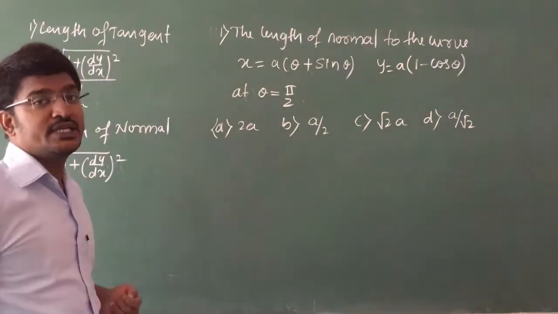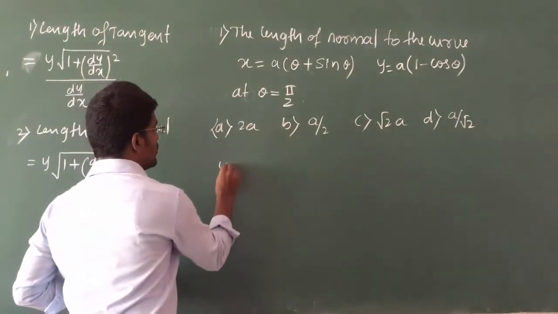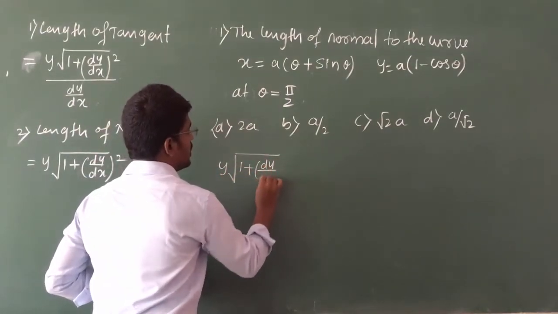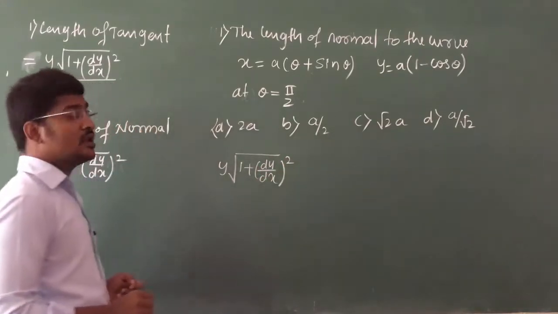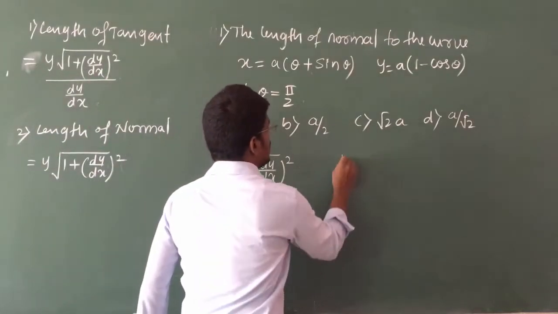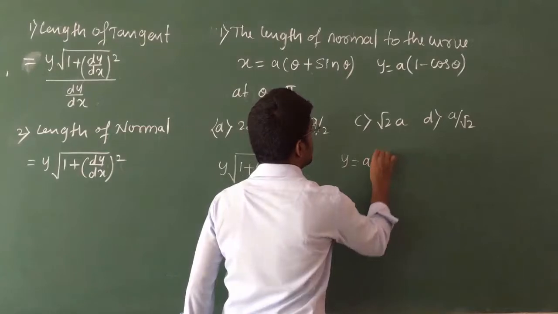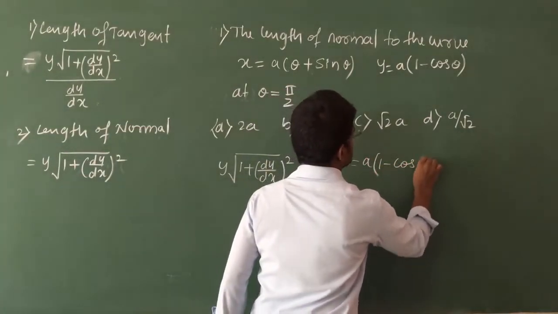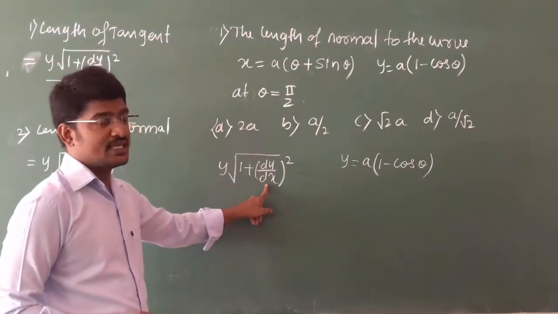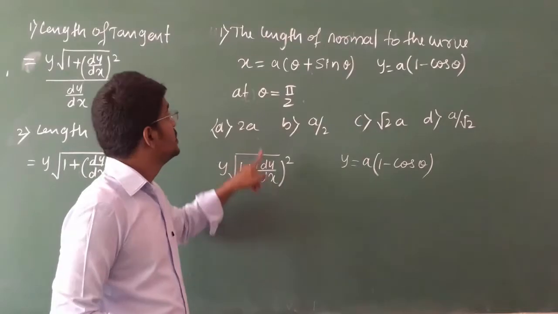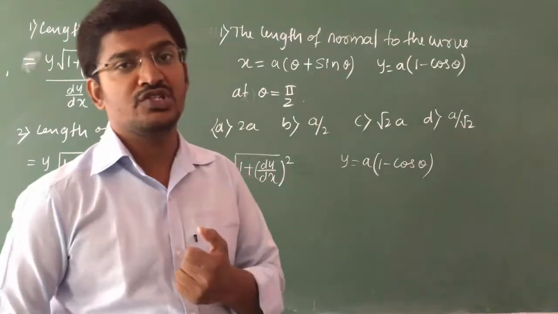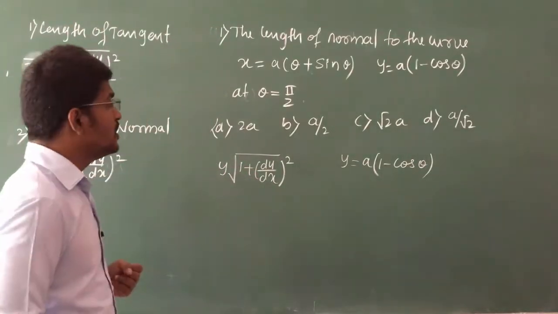So let us use it. Length of normal is given by y into root of 1 plus dy by dx whole square. Clear? You have to use this formula, no problem. So here y is equal to a 1 minus cos theta, no problem. You have to find dy by dx. So if you want to find dy by dx, you have to resolve x and y through parametric form of differentiation.